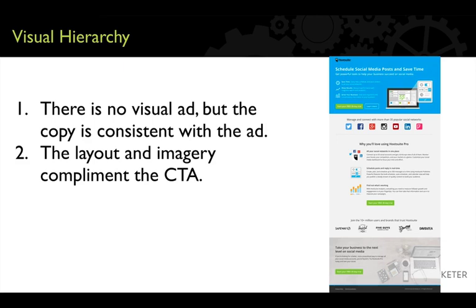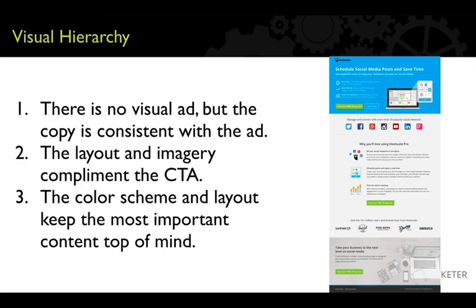From there, the buttons also stay oriented with the type of copy. So the button's left oriented in the top, where everything else is left oriented. They make a change in the middle of the copy where still, it is left oriented, but they actually centered the entire area there. And so they have that button falling in line there. It'd be awkward if it was all the way over to the left, similar to where it was at the top. And then on the bottom section where they say take your business to the next level on social media, they fall back to the layout that was at the top. So the layout and imagery do really complement the call to action. And yep, the color scheme and layout keep the most important content top of mind.